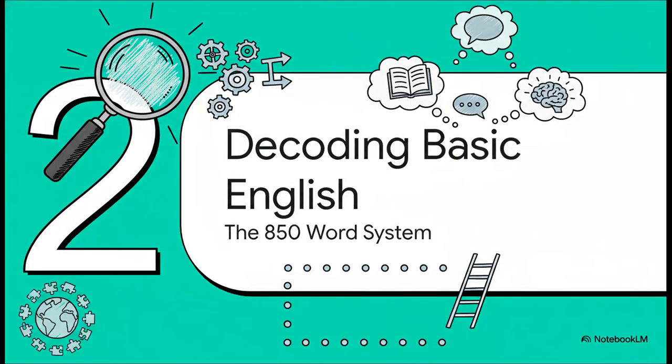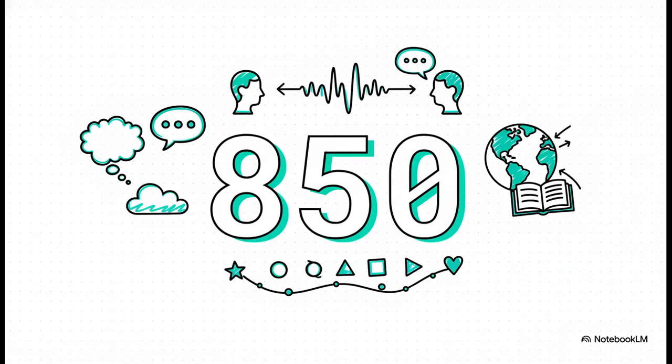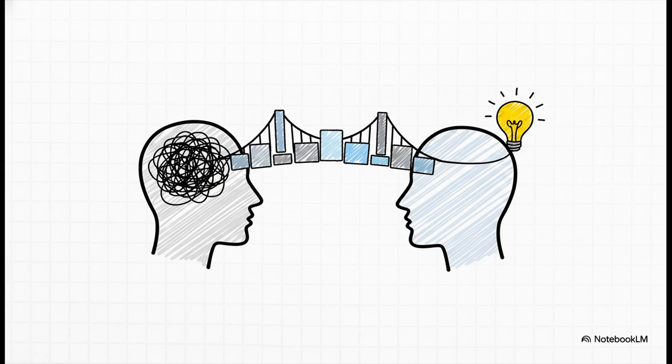Okay, let's dive in. Time to decode what Basic English is really all about. So that number, 850, that's the whole concept right there. Basic English is a simplified, kind of controlled version of the English language that's built around a core vocabulary of just 850 words. Now, the purpose here isn't to replace the full, beautiful complexity of English. Not at all. It's meant to be a tool, a way for people from totally different backgrounds to talk about complex ideas with maximum clarity and minimum confusion.